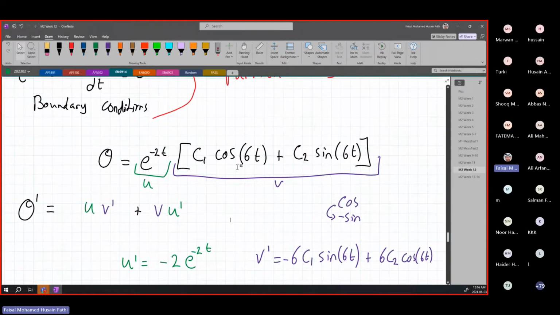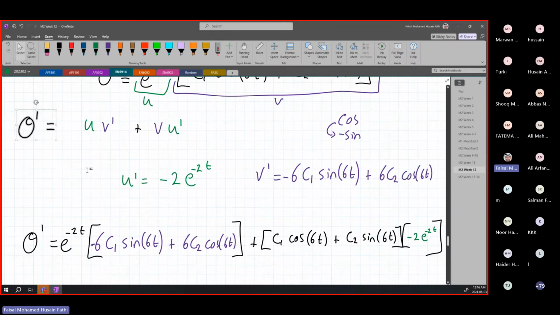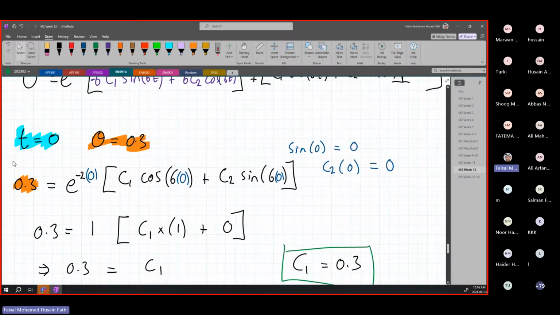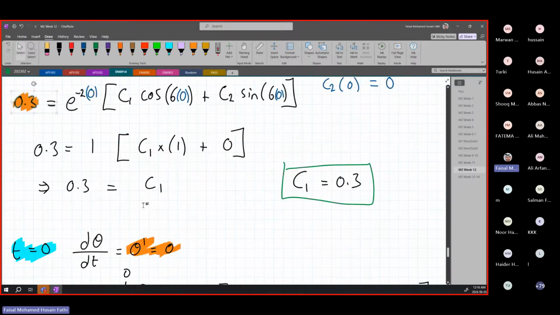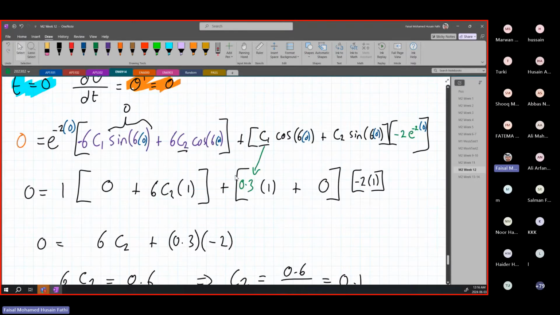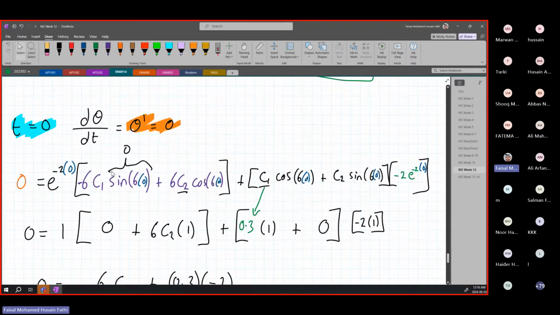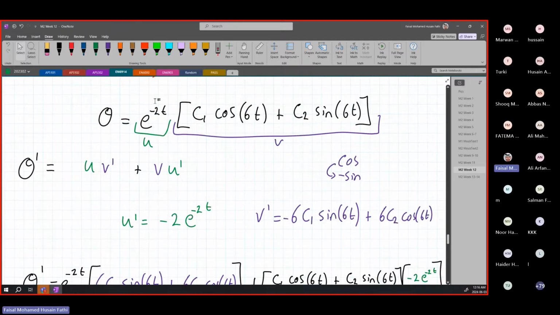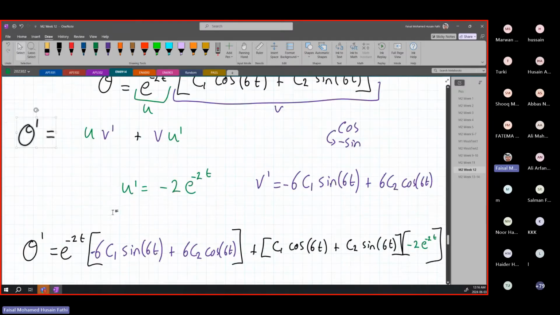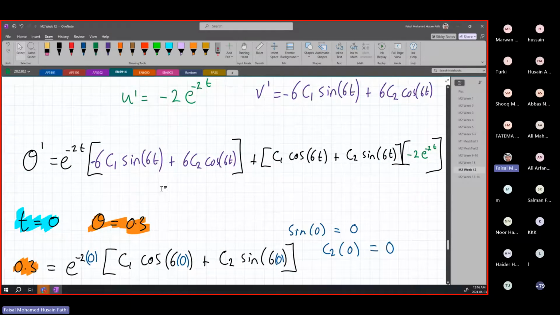The first one gave us C1, the second one gave us C2. For the first one, theta, not theta prime, we plugged it into our general solution and we found our C1. Once we find our C1, now we can plug our C1 back into this equation. And here we used our differentiation, the product rule, to find the differentiation of this.